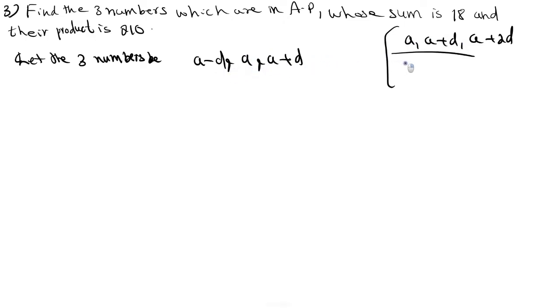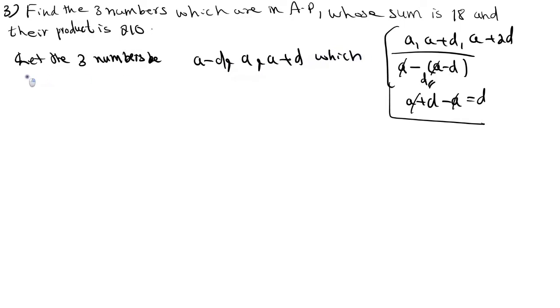The second term minus first term: a minus (a minus d). Plus a minus a gets cancelled, minus into minus is plus d. Or third term minus second term: a plus d minus a. Plus a minus a gets cancelled, you will get d only. Common difference remains the same. So you can take, let the three numbers be a minus d, a, a plus d, which are in arithmetic progression.